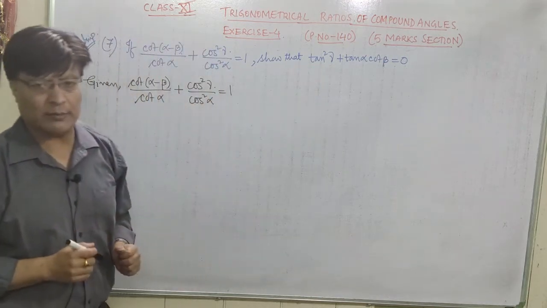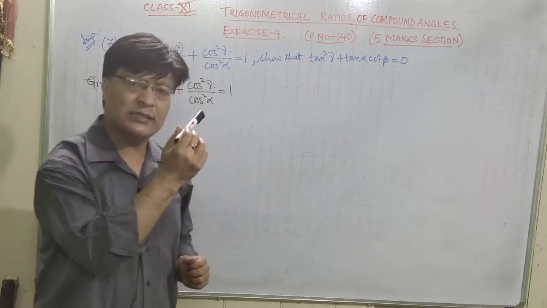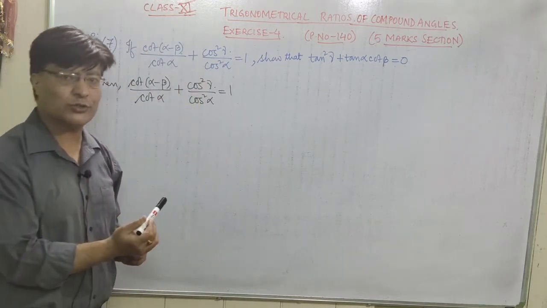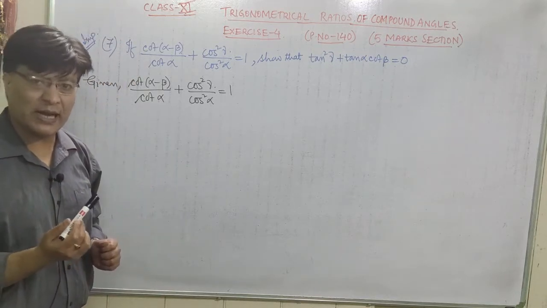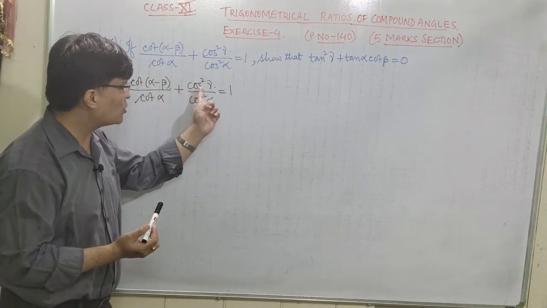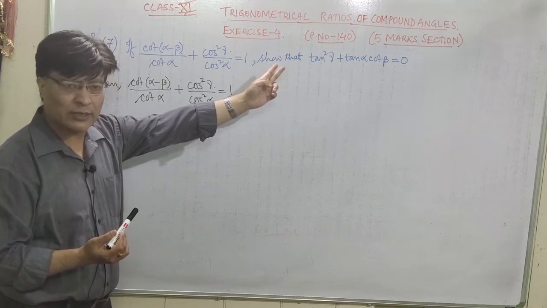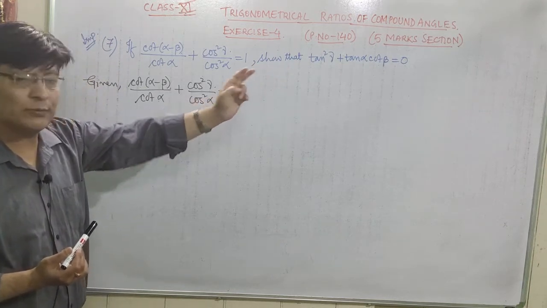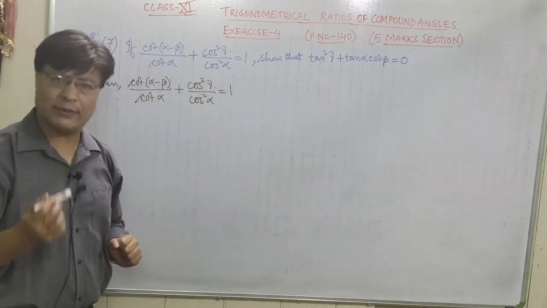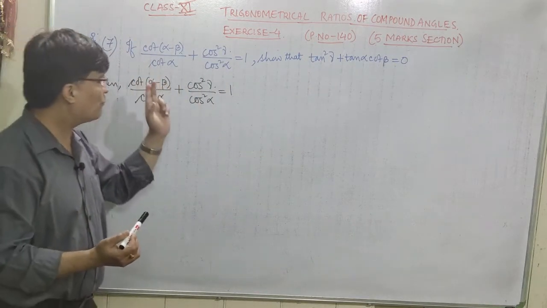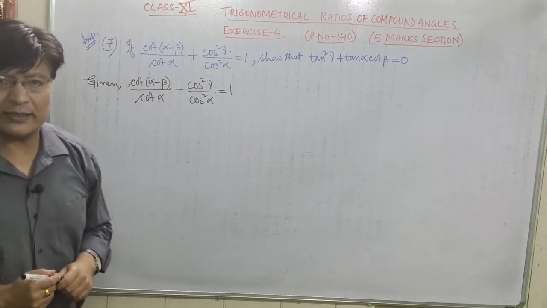You have to prove tan square gamma. So what is tan square gamma actually? It is sin square gamma divided by cos square gamma. So let us get the value for cos square gamma from here. Since tan square gamma you have to prove on the left hand side, tan square gamma plus tan alpha cot beta is equal to 0. So here tan square gamma is sin square gamma divided by cos square gamma. So from this given relation, let us get the value for cos square gamma.